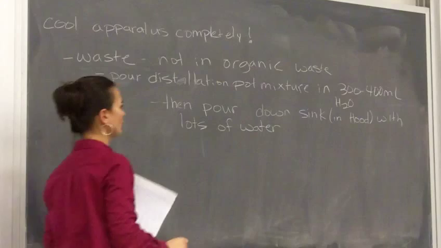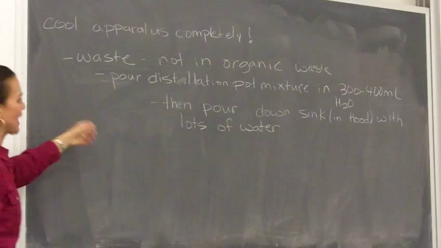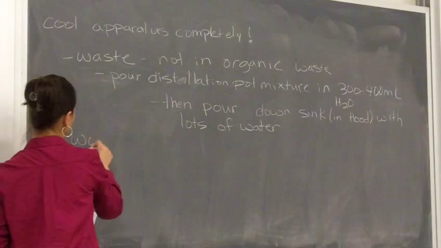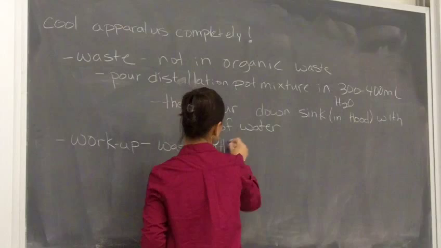Make sure that you are putting it, we don't want to also have people breathing acid vapor. So it has to go down the sink in the hood, lots of water, run water, flush it down the sink, okay? Then with your alkene, be careful with the workup. So you're going to have to wash it with sodium bicarbonate, but remember, you only have a couple milliliters. You're still going to be using your separatory funnel. But be careful with it so it doesn't disappear on you, okay?